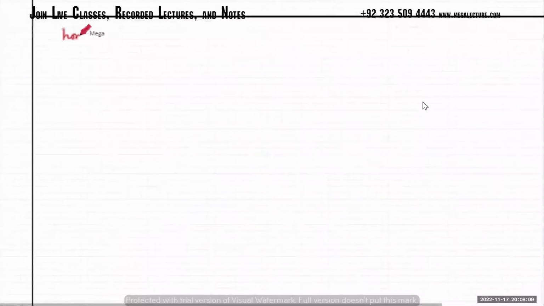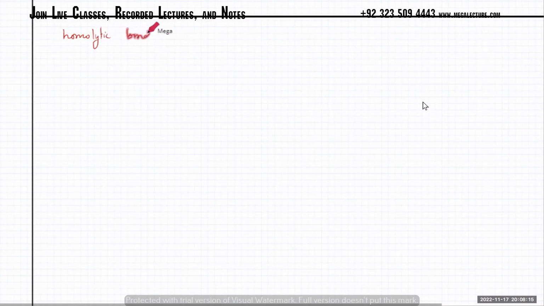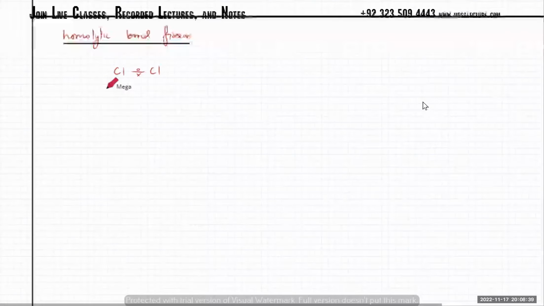Homolytic. So what is homolytic bond fission? Okay, that is something that you should know. Homolytic bond fission is that the bond breaks equally. For example, if I have a Cl2 molecule and it's got a pair of electrons, what will happen with this pair of electrons is that one electron is going to go to one atom and the other electron is going to go to the other atom, and your bond will break.